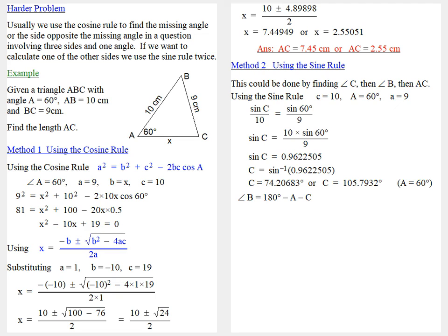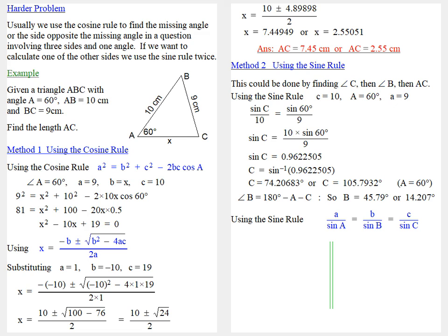Also remember, A is equal to 60 degrees. Now we know the angles in a triangle add up to 180, so the angle B is equal to 180 minus A minus C. B is either 45.79 degrees or 14.207 degrees.